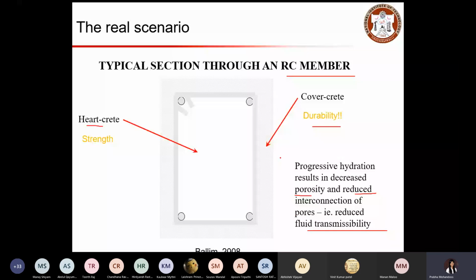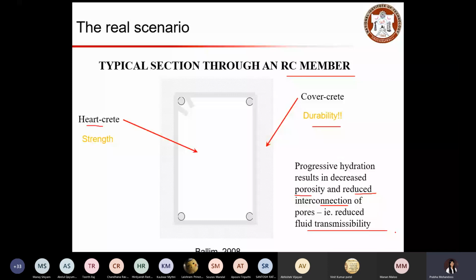So if you have your concrete with pores, but if the pores are not interconnected, then also you can say your concrete is durable, because even if something enters, that will get trapped at that location. It cannot travel further inside your concrete, especially water. So when you have reduced interconnected pores, that will reduce the fluid transmissibility.